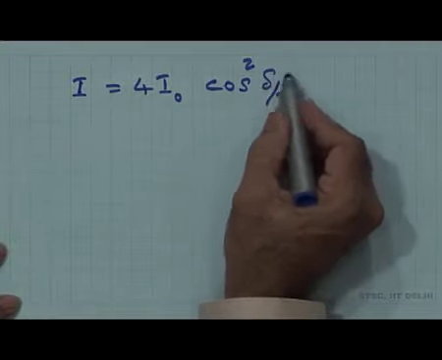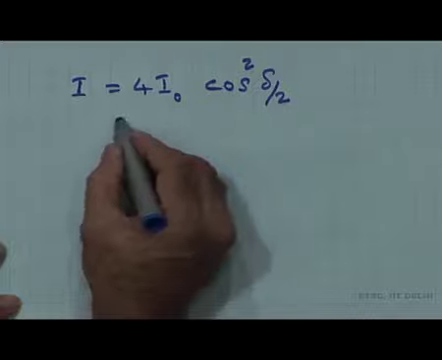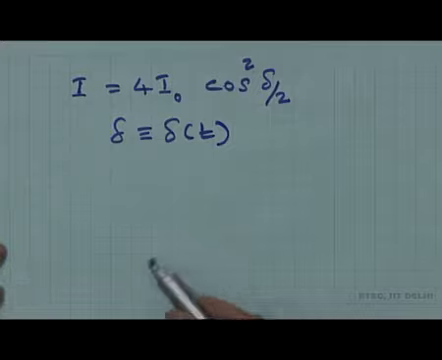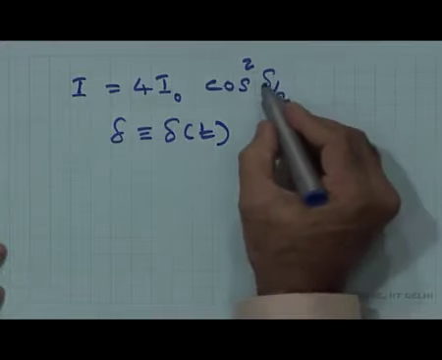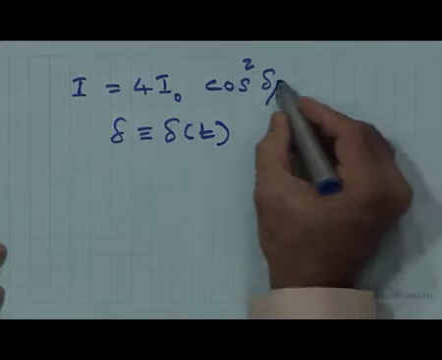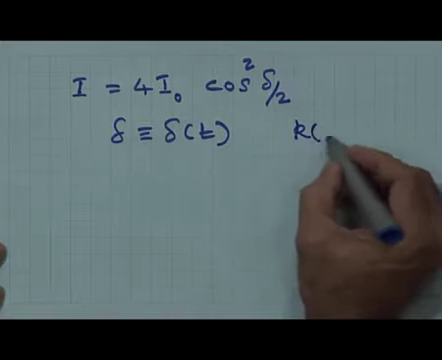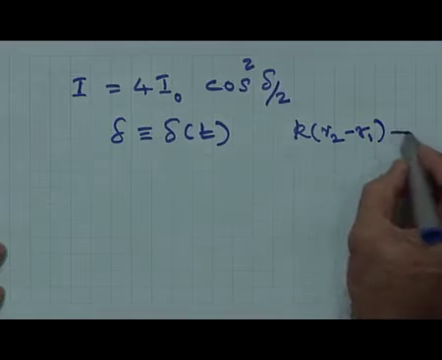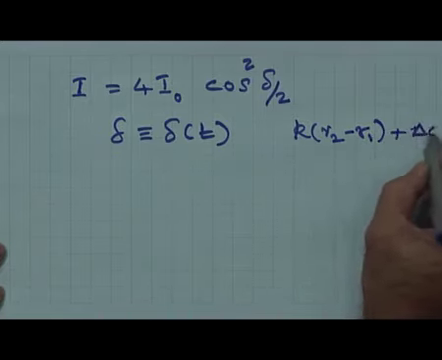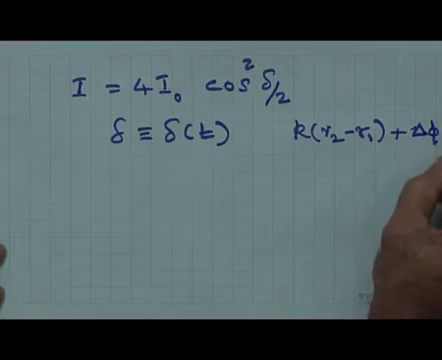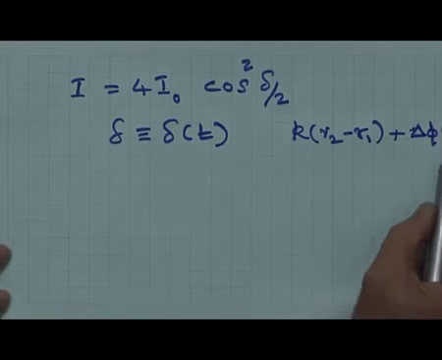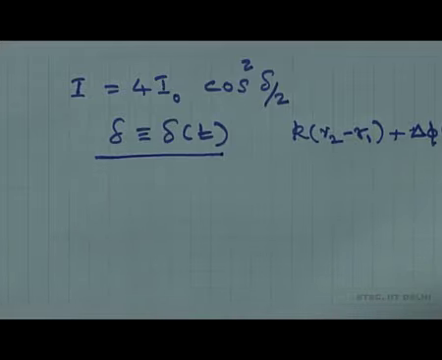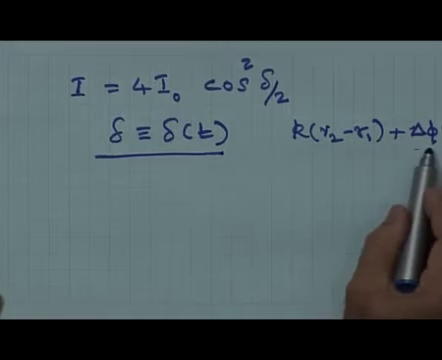Delta here is changing with time. So delta, which is now a function of time, is the phase difference. This delta contains a phase term due to path difference, which is fixed and not changing. But there is a second phase difference term, delta phi, which is a function of time, and therefore delta will be a function of time.